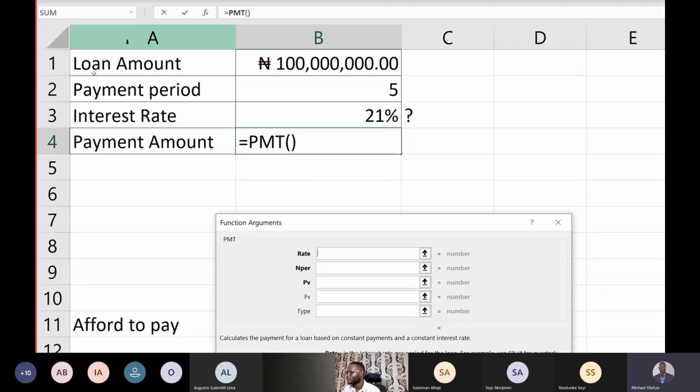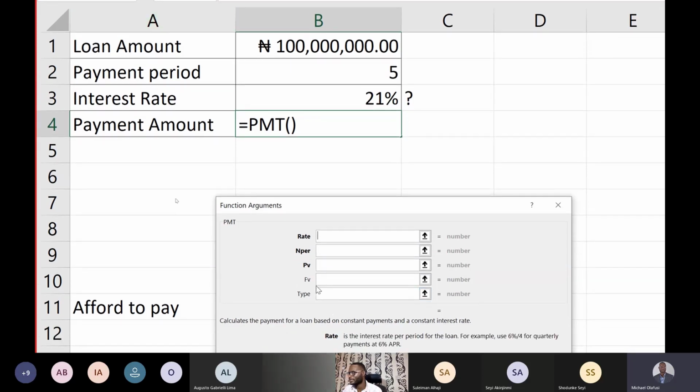So this is the formula to do that. This is the formula that lets you know what is the constant amount you'll be paying per period for the loan. So for a yearly 5-year loan, the rate is this, 21%. The number of periods is this. The present value of the loan.